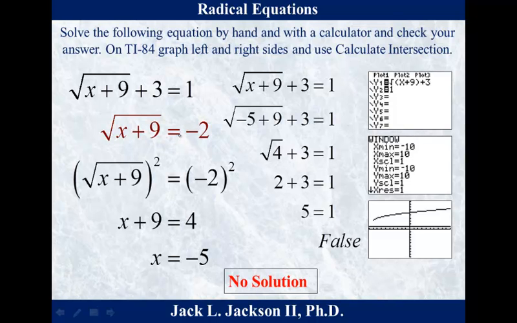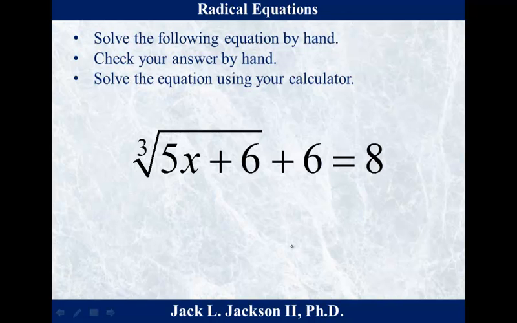Now, we could have stopped at the second step where we had the square root of x plus 9 equals -2, and realize once again that when you take the square root of a real number, and notice, by the way, we are talking about only real numbers here, you never get a negative number. You could get 0, you could get positive, you can even get an imaginary number, but you never get a negative number.